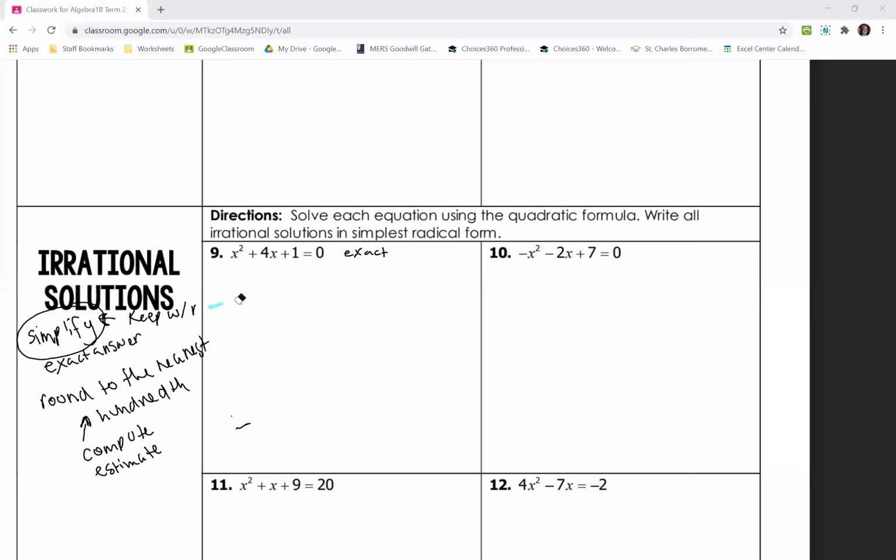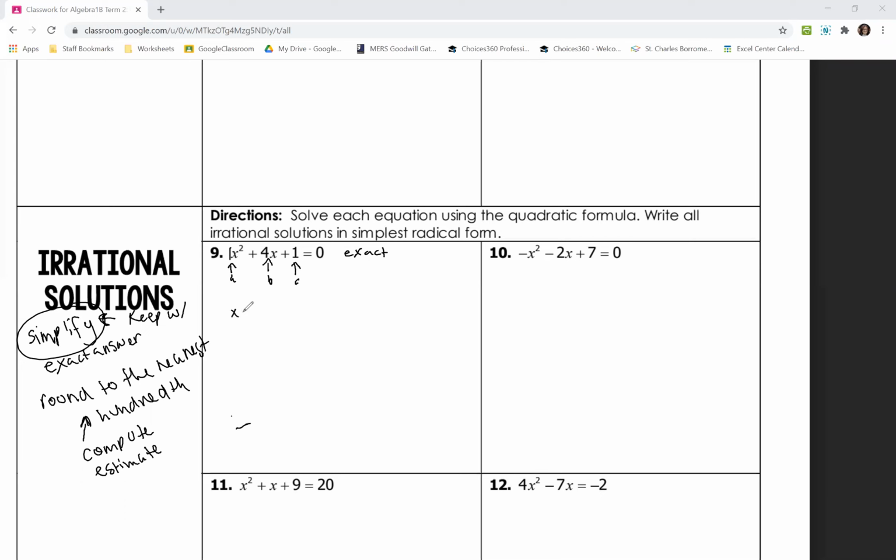Okay. So with irrational solutions, if you want to express it exactly, you're not going to be able to put it down as a decimal, because with irrational solutions the decimal goes on forever and ever, and we don't have that much time. So if we want to write it exact, we have to keep things such as square roots inside of our answer. So identify your A, B, and C. Your A is 1, your B is positive 4, and your C is 1.